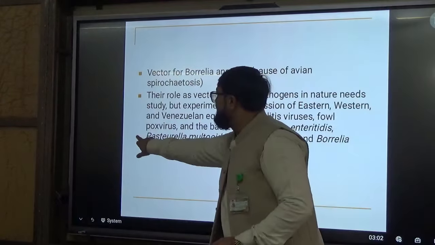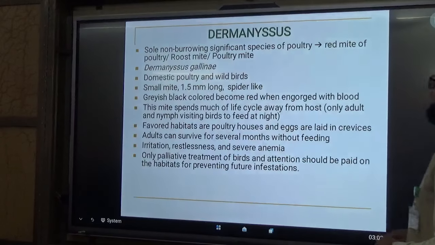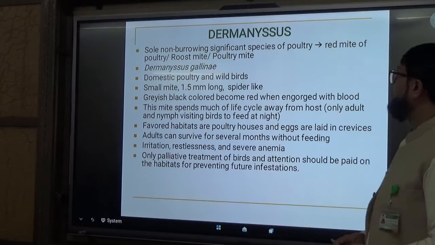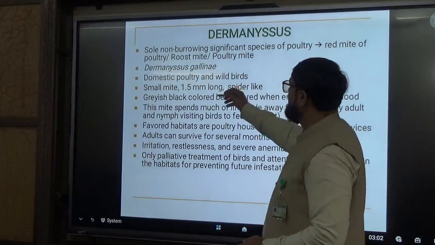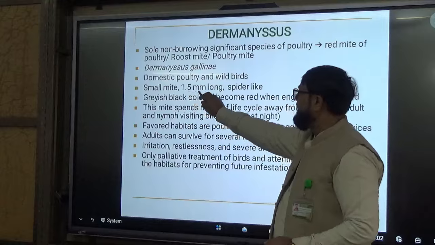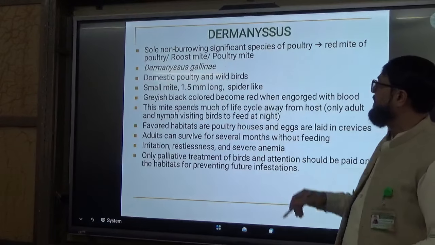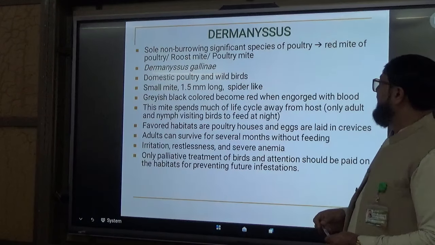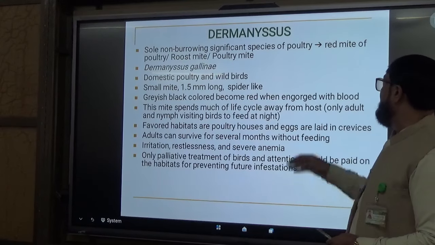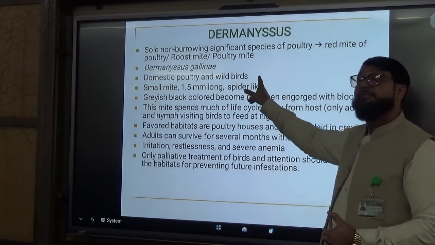So, dermatosis in birds. Again, the roost mite or the poultry mite, the Galini, we have already talked about that. It is just 1.5 millimeters long. It is actually the longest as compared to the others. It is grayish black colored, becoming red when engorged with blood. So this is the blood feeding mite.